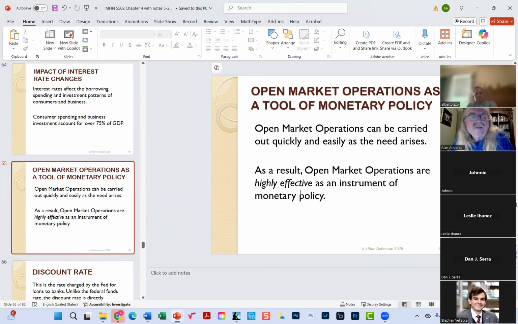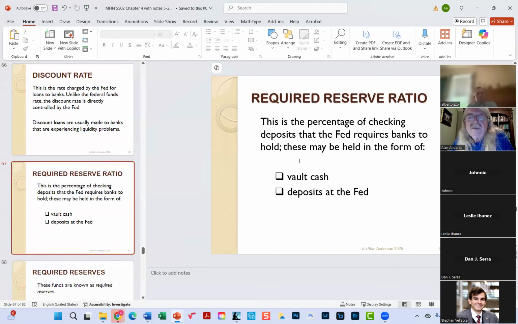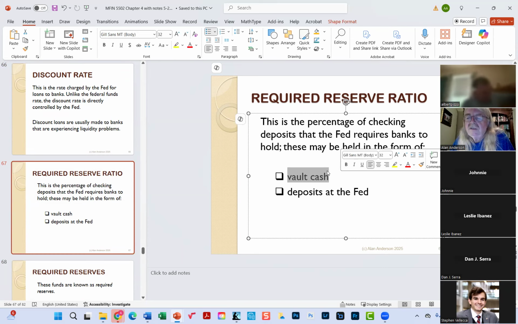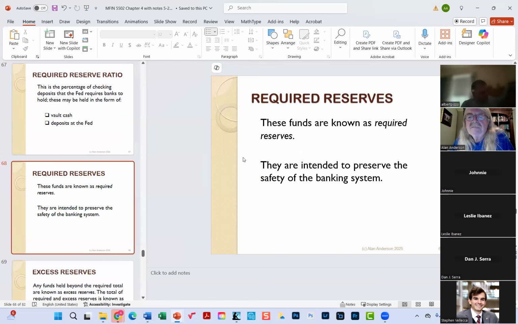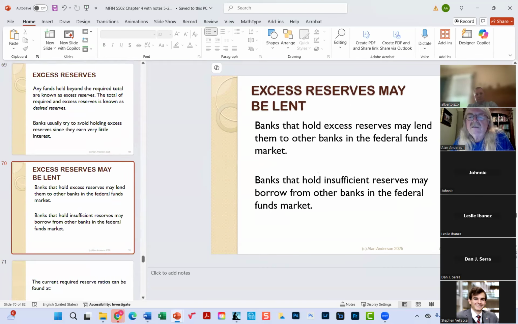Open market operations, as we mentioned, are where the Fed buys or sells treasuries from the banking system to influence the amount of reserves in the banking system. The discount rate is the rate charged for emergency loans. Required reserve ratio is the percentage of deposits that the banks were required to hold with the Fed, or they could hold it in the form of cash, known as vault cash. And these funds were there to help preserve the safety of the banking system, of course. Any excess reserves the banks held could be lent out to other banks or to their customers in the federal funds market. Okay.